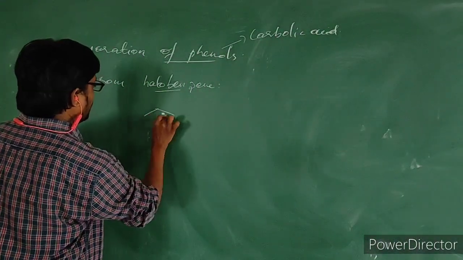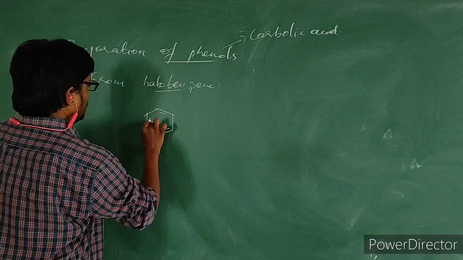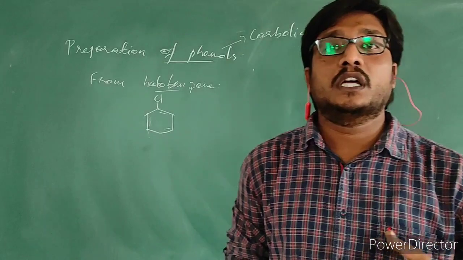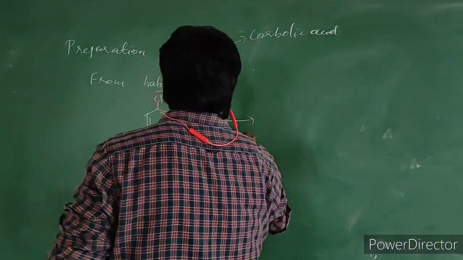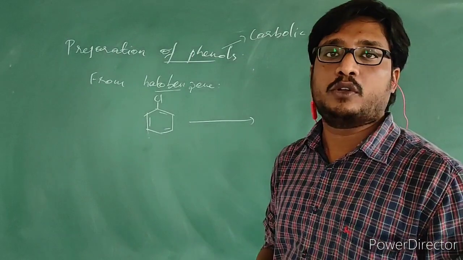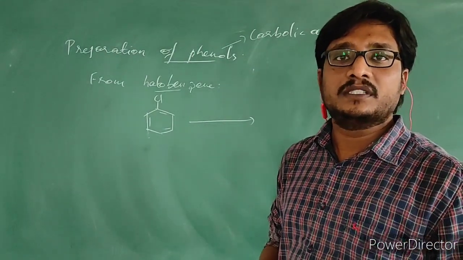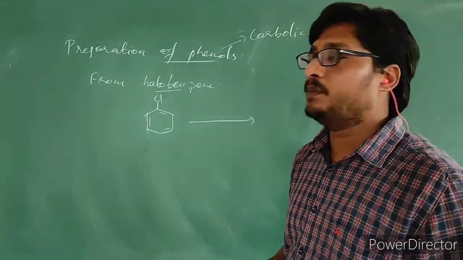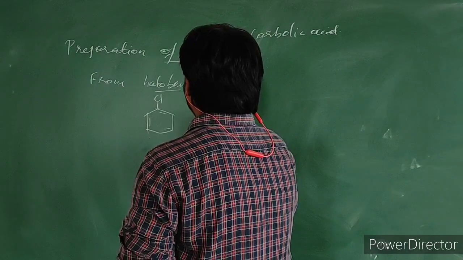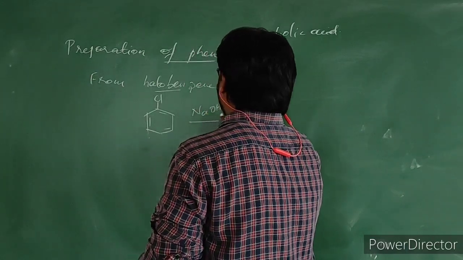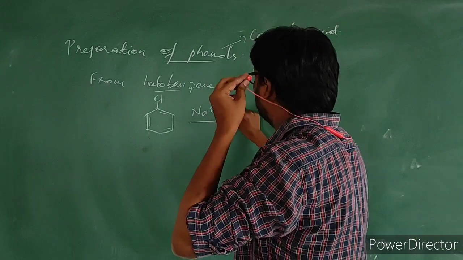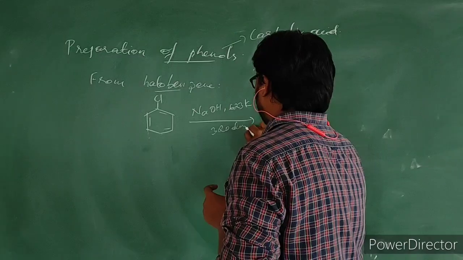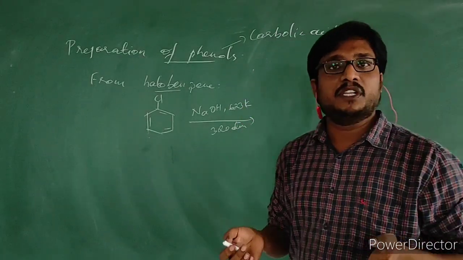Chlorobenzene. We need to treat this chlorobenzene with sodium hydroxide. The temperature required is around 623 Kelvin and a pressure of 320 atmospheres. We need to treat this with sodium hydroxide at a temperature of 623 Kelvin and at a pressure of 320 atmospheres. These are the conditions that we need to maintain.